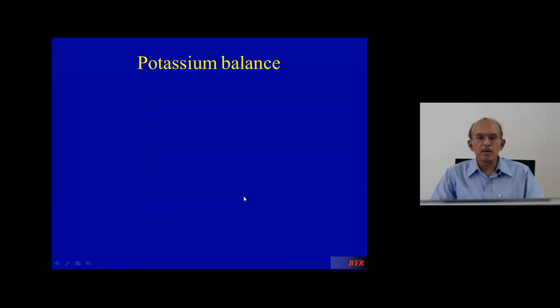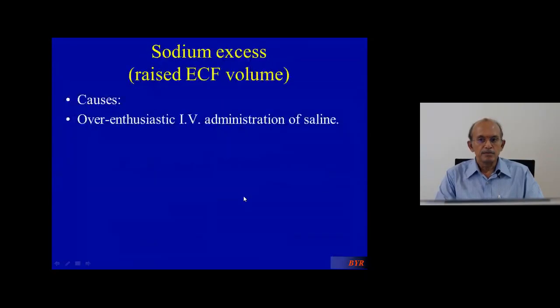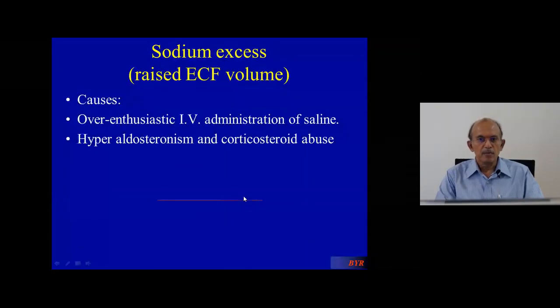Sodium is increased whenever you give over enthusiastic IV administration of saline, or whenever there is hormonal disturbance like hyperaldosteronism, corticosteroid abuse. And actually, there can be secondary hyperaldosteronism even in case of cirrhosis of the liver. That also produces hyperaldosteronism. That is why one of the causes of ascites in cirrhosis of the liver is because of hyperaldosteronism.